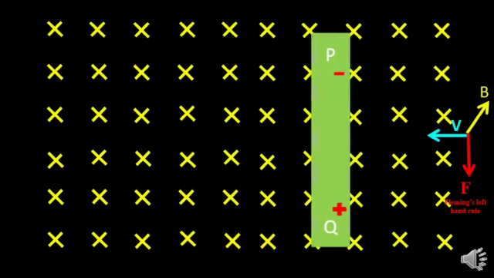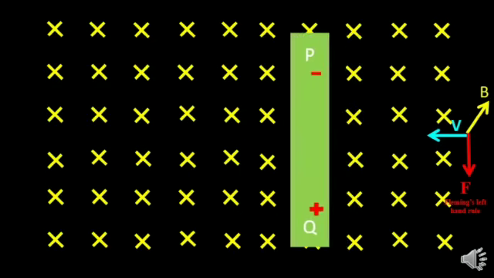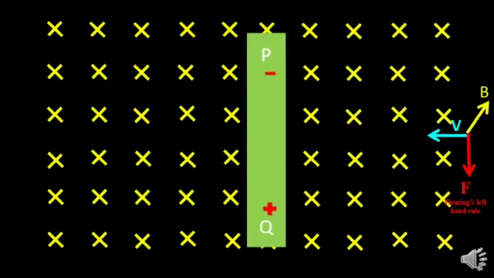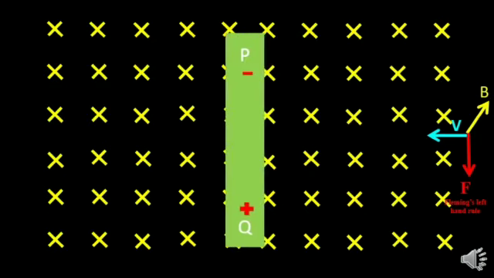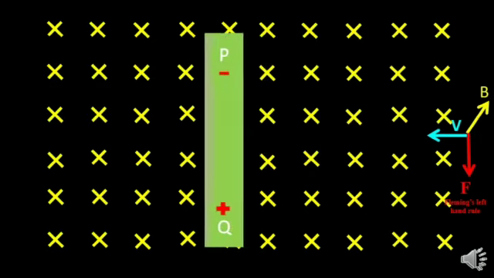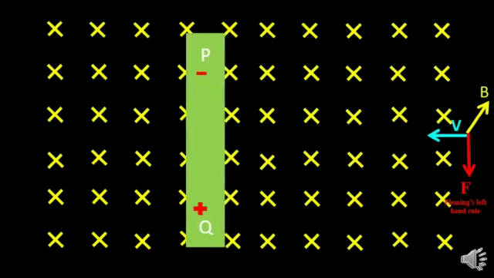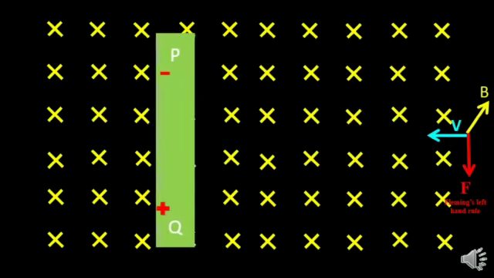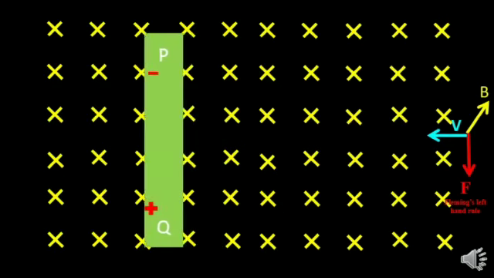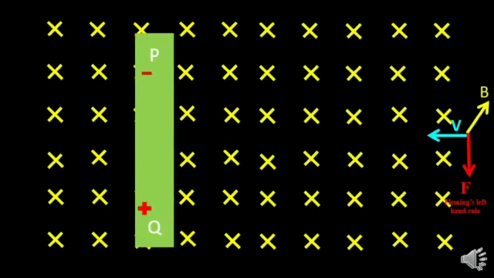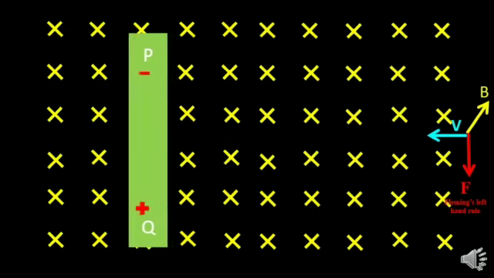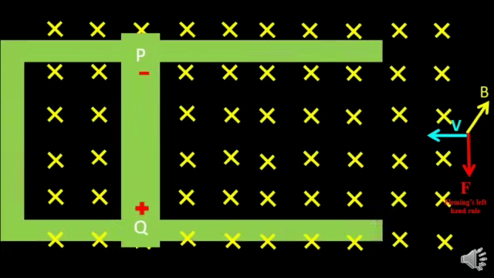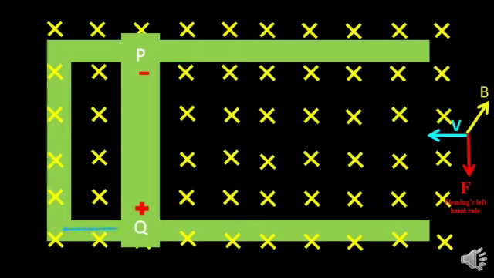Thus, positive charges shift to Q and negative charges shift to P due to this Lorentz magnetic force. Then, an electric field is set up from Q to P and electrons experience a force from P to Q. So, the accumulation of charges at P and Q is possible till these forces are equal and opposite. But the accumulation of charge at P and Q induces an EMF in it, because of which a current flows in clockwise direction in the rectangular loop.